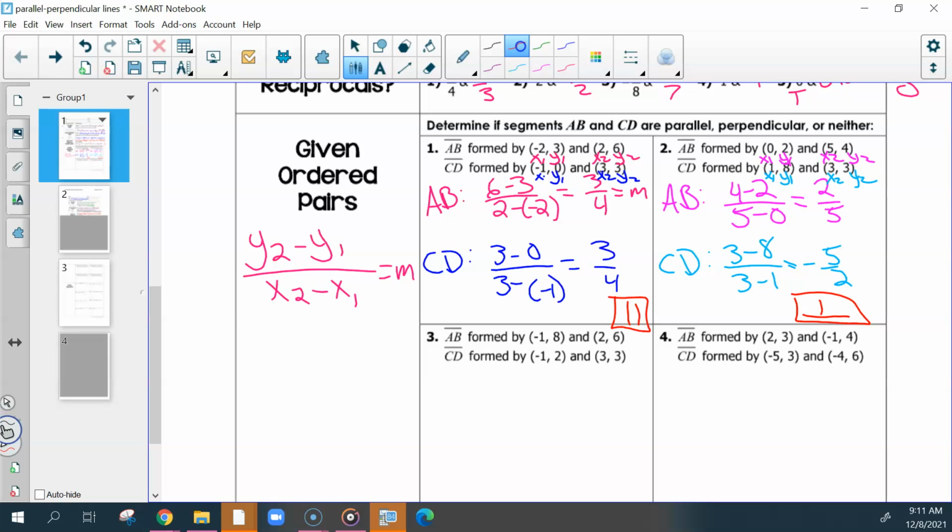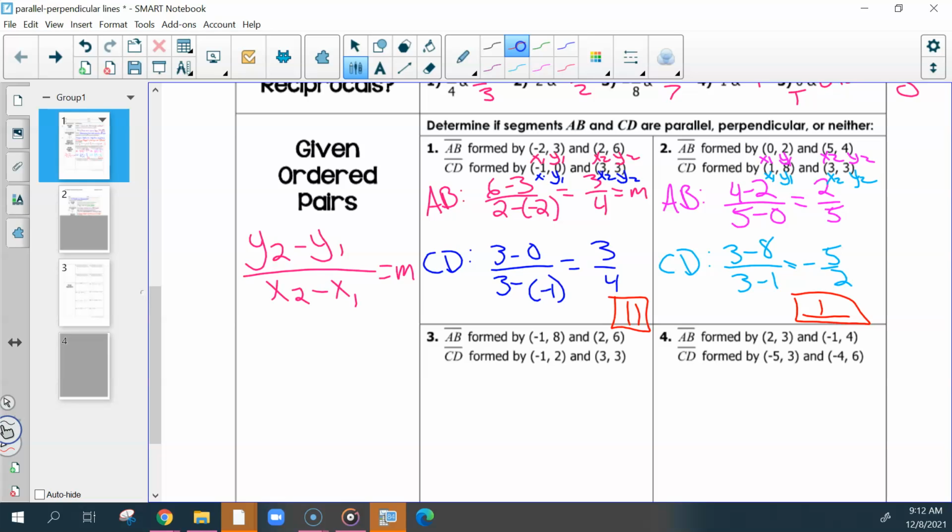If you were to get 2 slopes that are completely different, like 1/2 and 1/3, those would be neither. They're not the same, they're not negative reciprocals. Just put neither. Because the answers to these are either they're parallel, they're perpendicular, or they're neither. Neither would be they intersect, but they're not parallel or perpendicular.